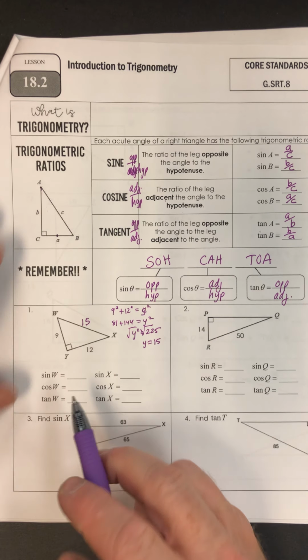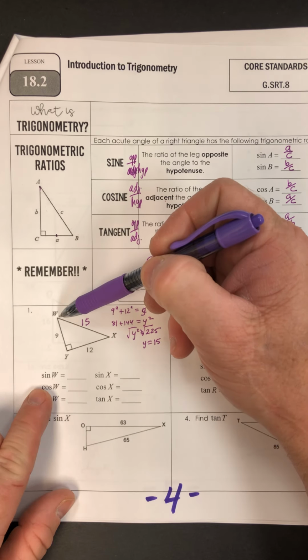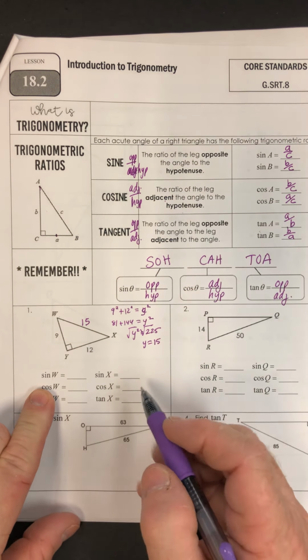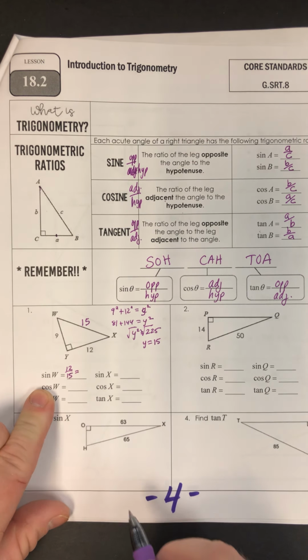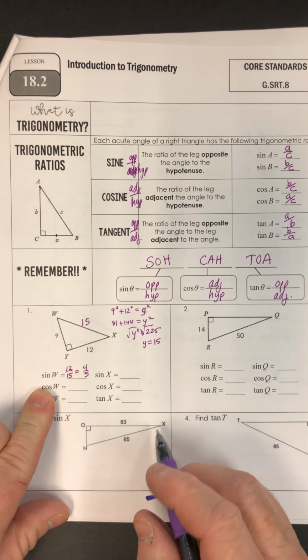All right, so now this says sine of W. So I'm going to start at W. Sine is opposite over hypotenuse. That's 12 over 15. And then we have to reduce all our fractions. That would reduce to 4 over 5.